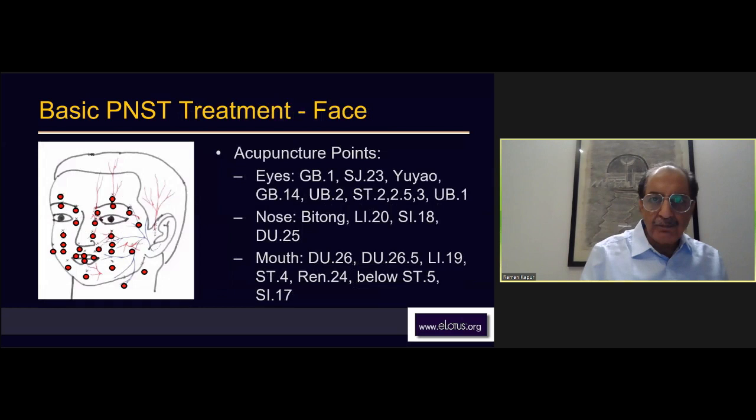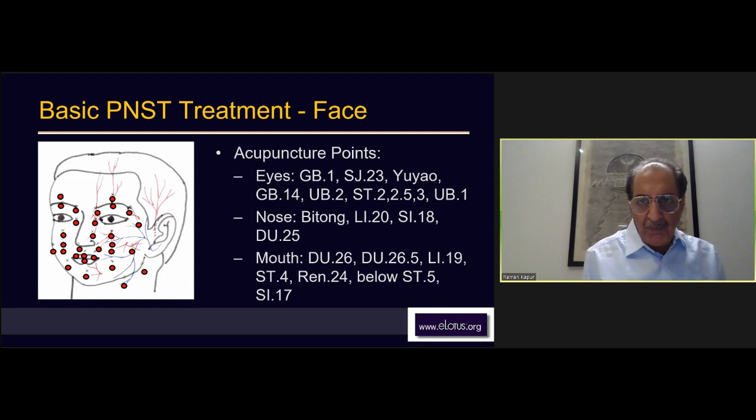Now, I would like to enumerate in the basic PNST treatment, what are the points on the face which we will be prickling. At the end of the presentation today, I'll be showing you a short video also, which will show how I do the prickling with this tool, the PNST probe, which we call it, at all those acupuncture points, which I am talking about just now.